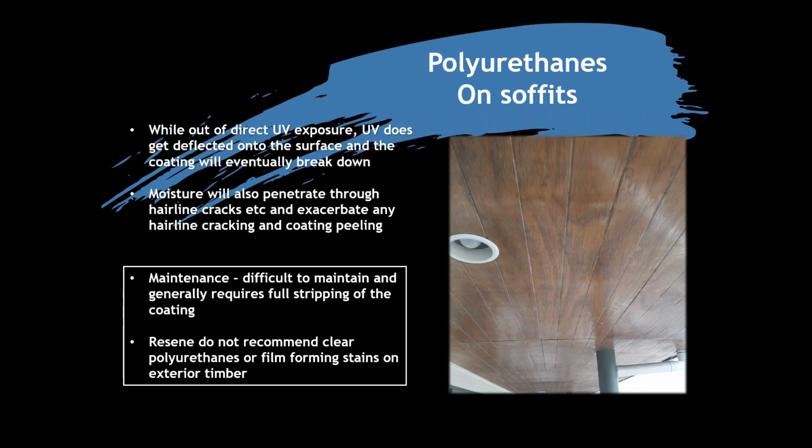It's really similar info for polyurethanes on soffits as well, and everyone thinks, and we all do, they're out of direct UV exposure, but the reality of it is that UV bounces around and it still breaks down the timber fibers. And I took this photo myself, and to be fair, that image looks a little bit better than what it does up close and personal.